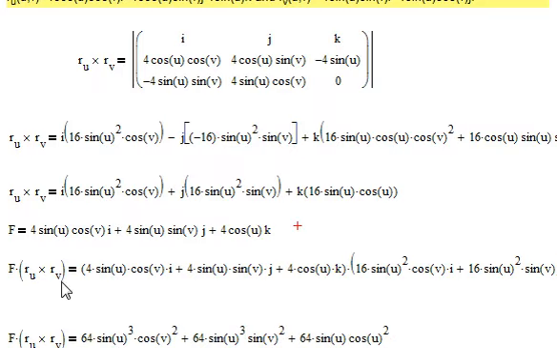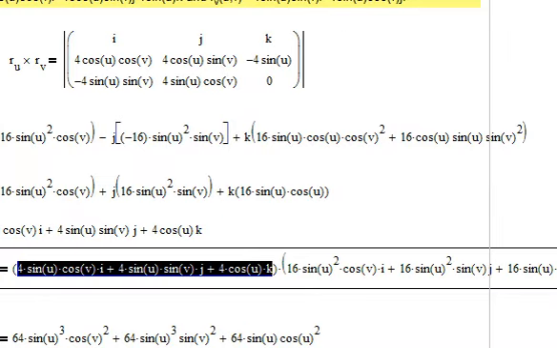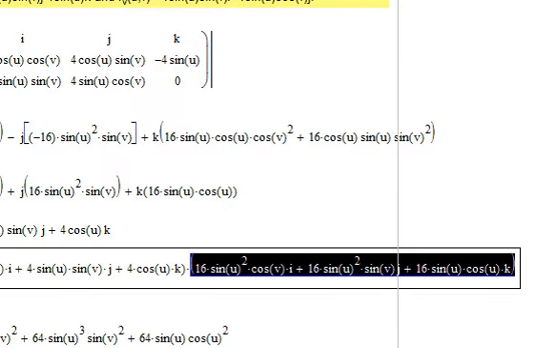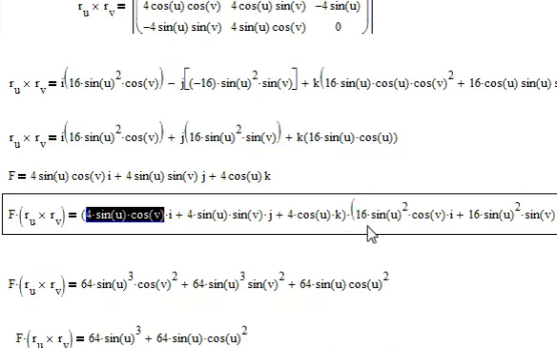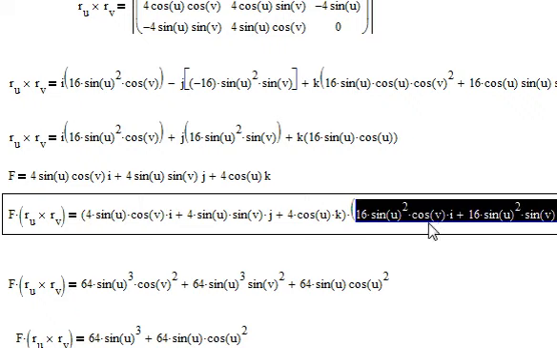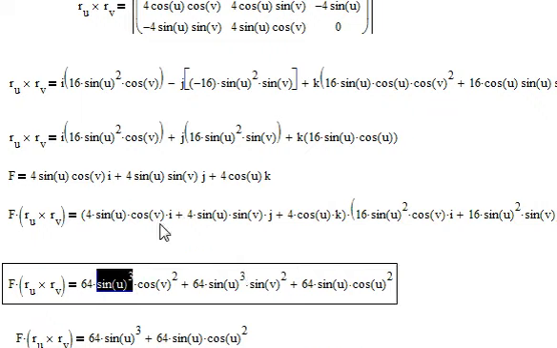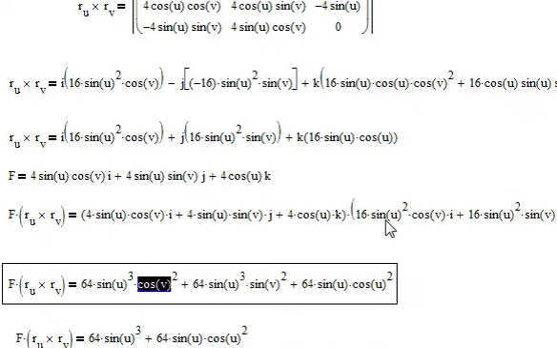So f dot ru cross rv is, well, here's our f, all this dotted with our ru cross rv here. When you dot, you multiply the i components, so we got 4 sine of u cosine of v times 16 sine squared of u cosine of v, so 4 times 16 will give us 64. Sine here and sine squared means sine cubed, cosine from here and cosine from here means cosine squared v.